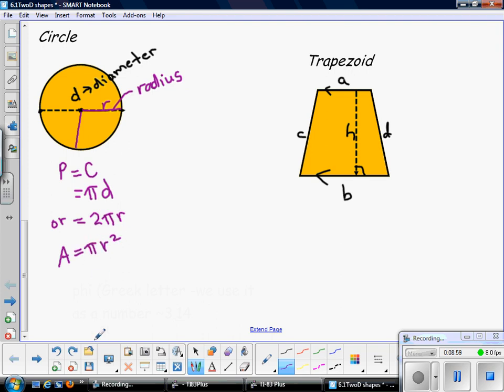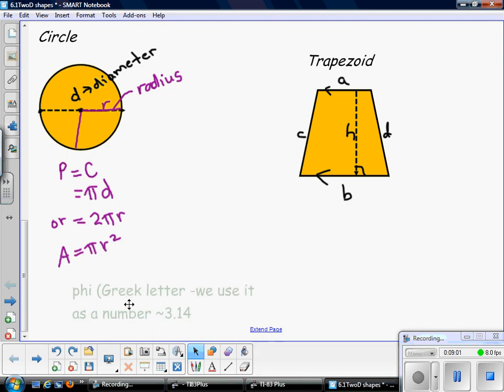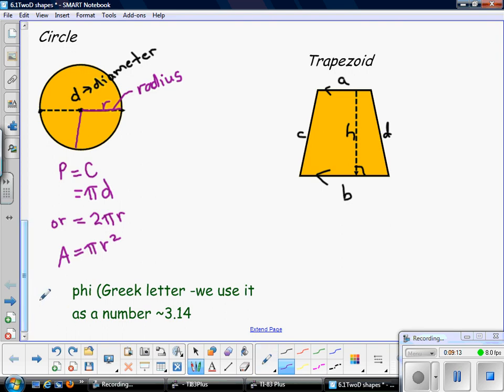Now, this pi is actually a Greek letter, and we use it as a number, which is approximately 3.14. It is actually bigger than that, because the decimal goes on forever and ever. It's one of those irrational numbers. Scientific calculators actually have a pi button on them, so you should look at your calculator to see where your pi button is. If you don't have it, or if you can't find it, then you would use 3.14 in your calculations.